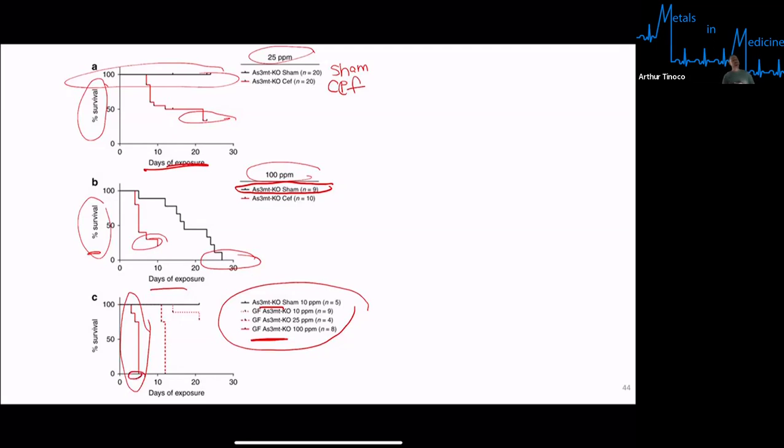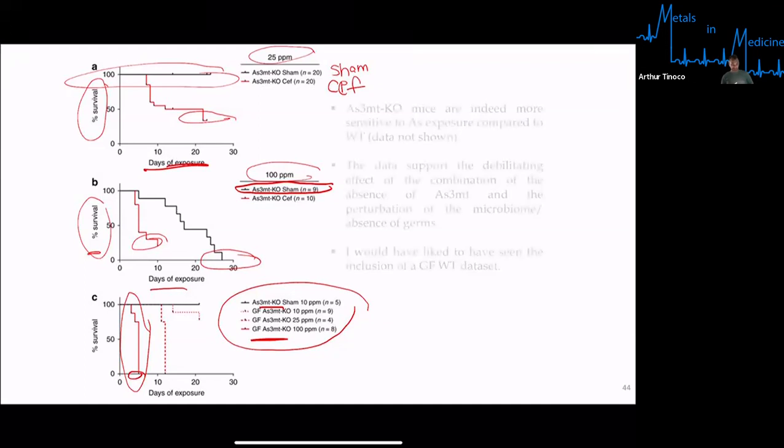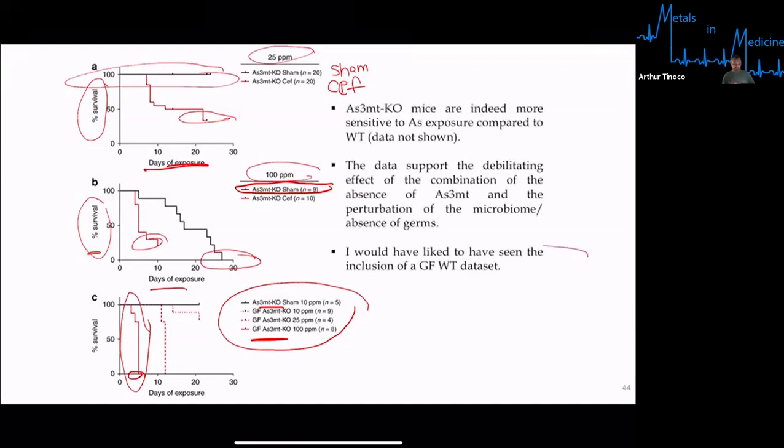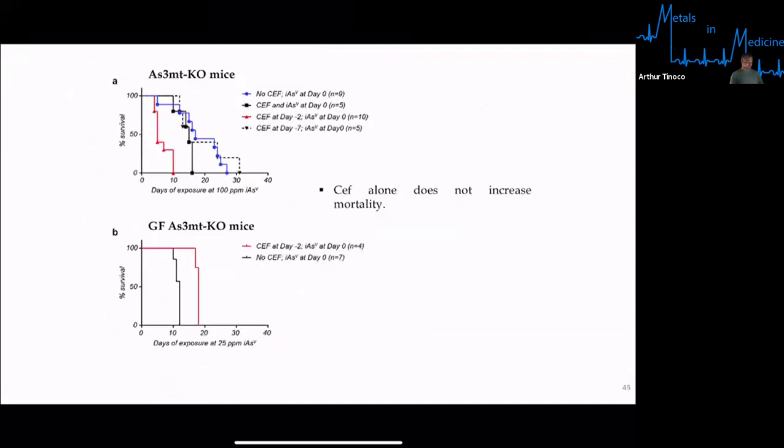So there definitely seems to be a correlation between the actual germs and, to some extent, the importance of the enzyme itself. I make a point here that it would have been nice to see a germ-free wild type as a comparison to what we see with the knockout mice.